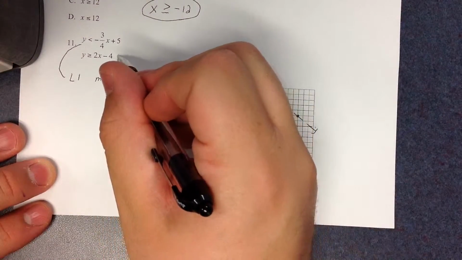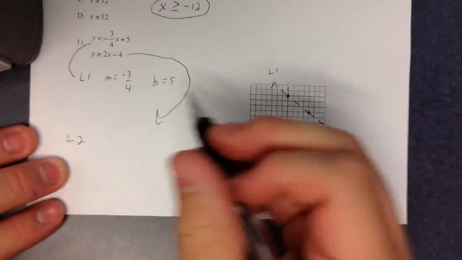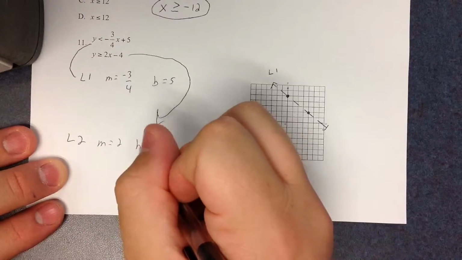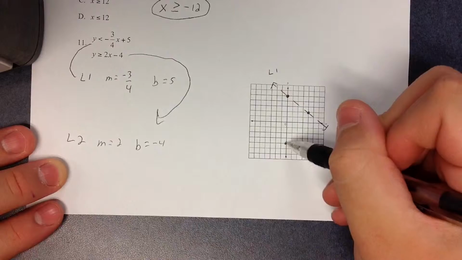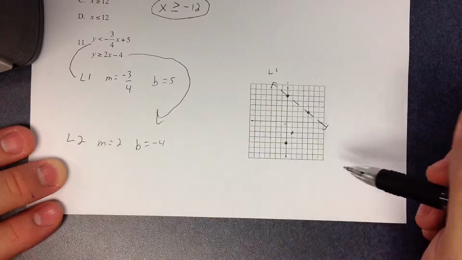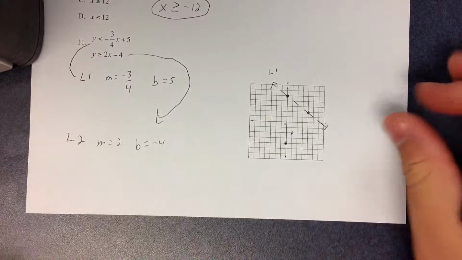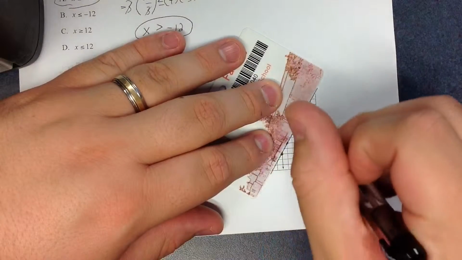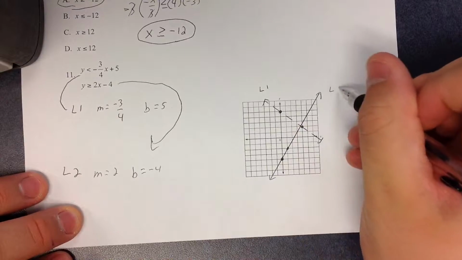Line 2 has a slope of 2, so m is 2, and a y-intercept of negative 4. So that means I would go down the y-axis and start at negative 4. Since my slope is positive 2, I go up 2 to the right 1. Since this inequality does have the equal to, that makes it a solid line. So I use my straight edge to draw a solid line. And then this is line 2.